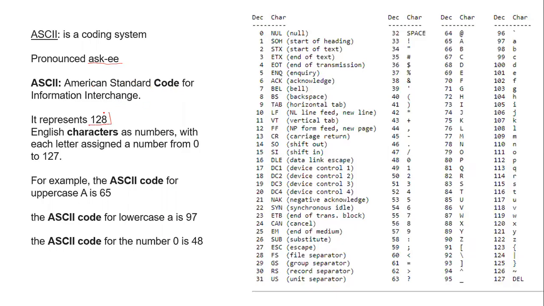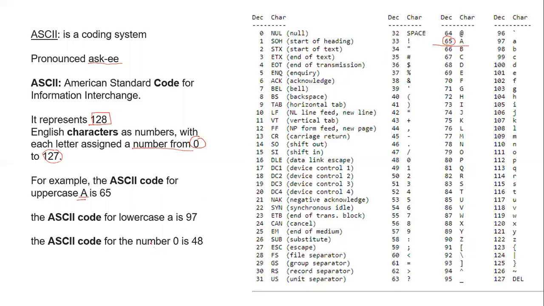It represents 128 characters, and each of these characters is assigned a number starting from 0 up to 127. For example, the ASCII code for uppercase letter A is 65. So this is the ASCII code. If we look for capital letter A, which is here, the ASCII code is 65.